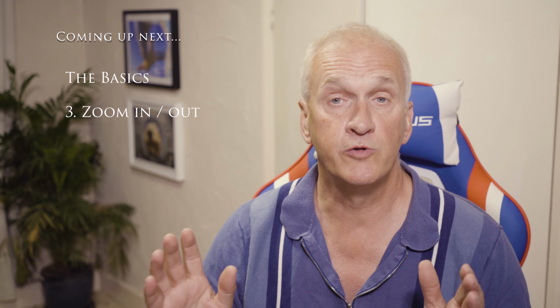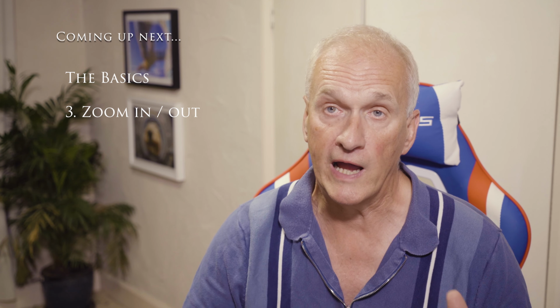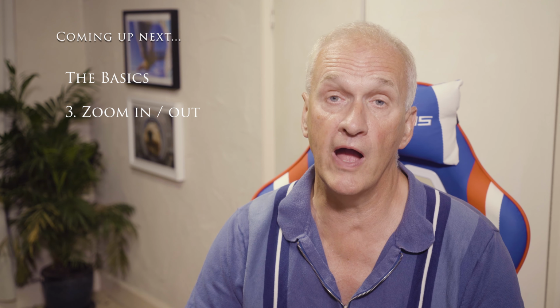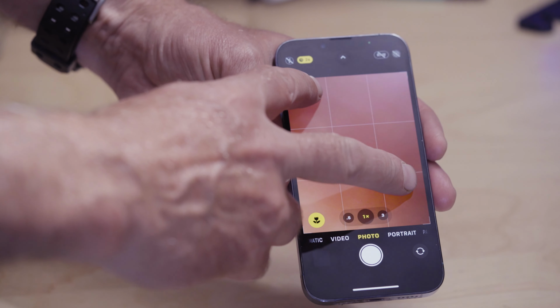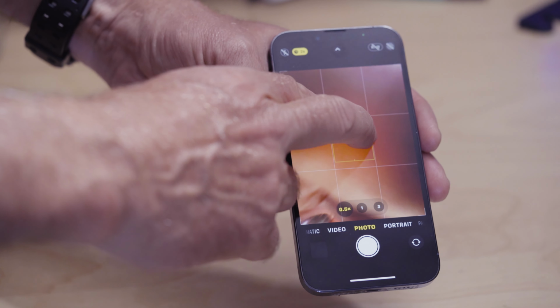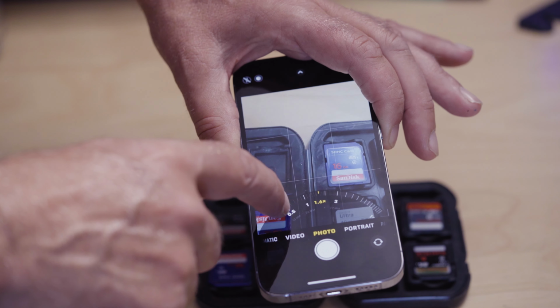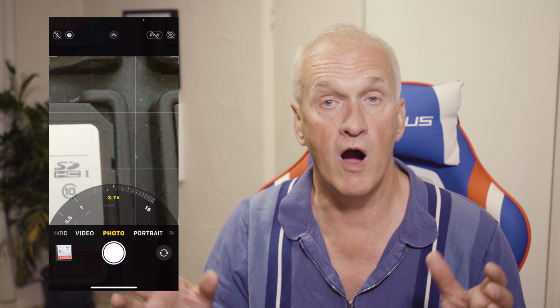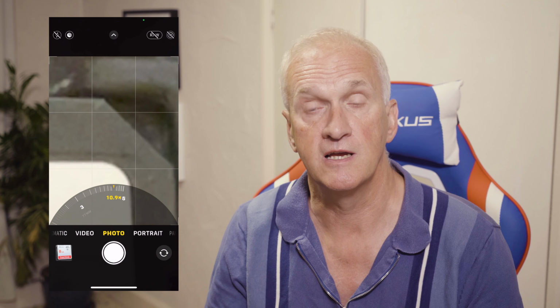So now let's talk about zooming in or out, as part of composing our photo. To zoom in or out, you simply pinch the screen to zoom in or pinch out to zoom out. Now you will also see that there is a slider at the bottom of the screen. On the iPhone 13 Pro, that comes as a sort of dial. And as you move your finger around it, you can go from wide to zoom. So it'll show you the magnification it's achieving.